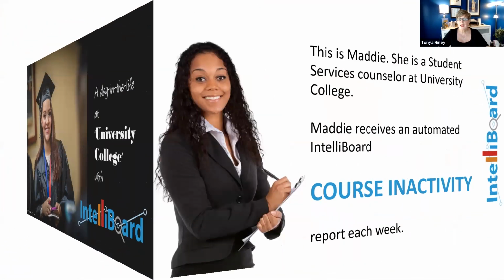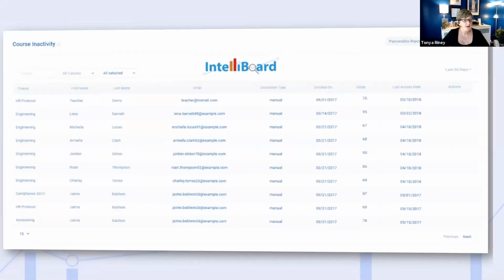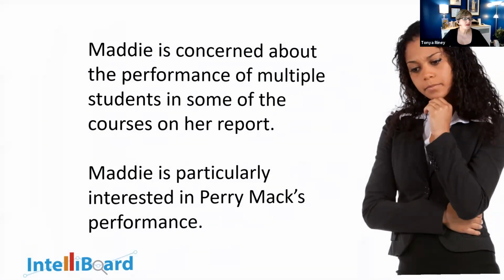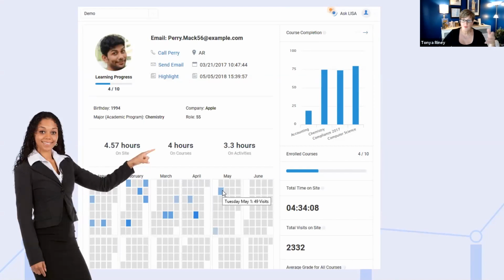And we can talk about Maddie. Maddie is a student services counselor at University College, and Maddie receives an automated IntelliBoard course and activity report each week. And we can see that Maddie is concerned about the performance of multiple students in some of the courses on her report. And Maddie is particularly interested in Perry Mack's performance. And as we've already suggested, this is not a shocker, right?